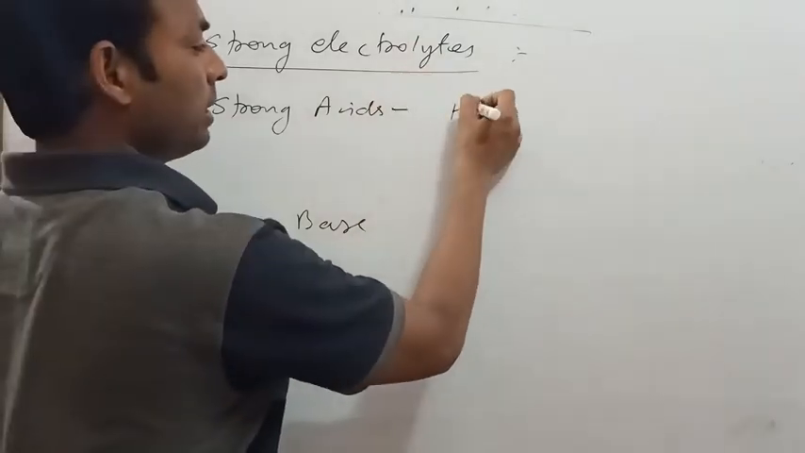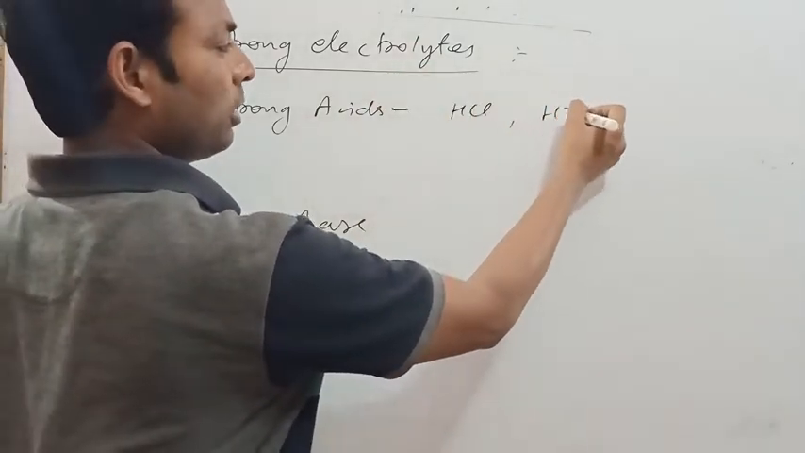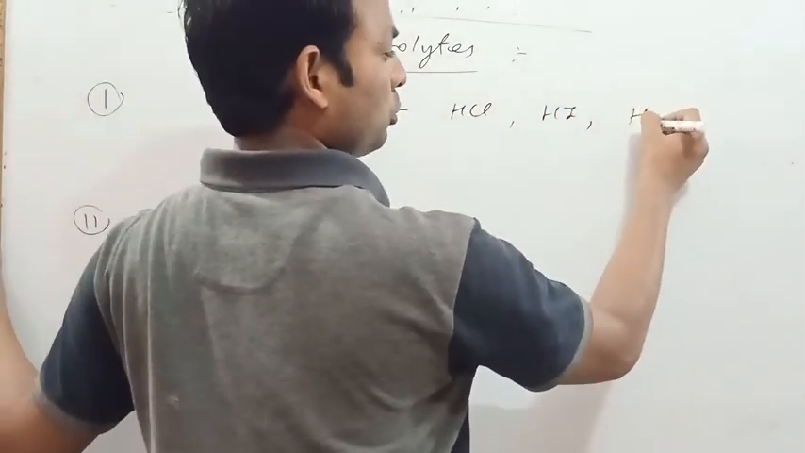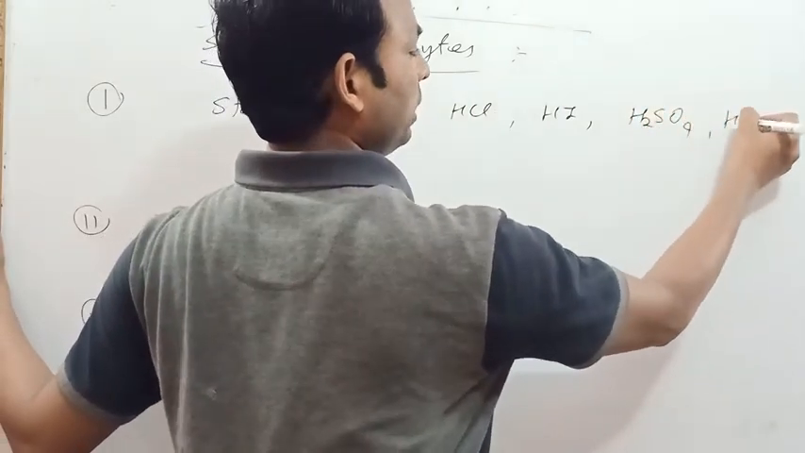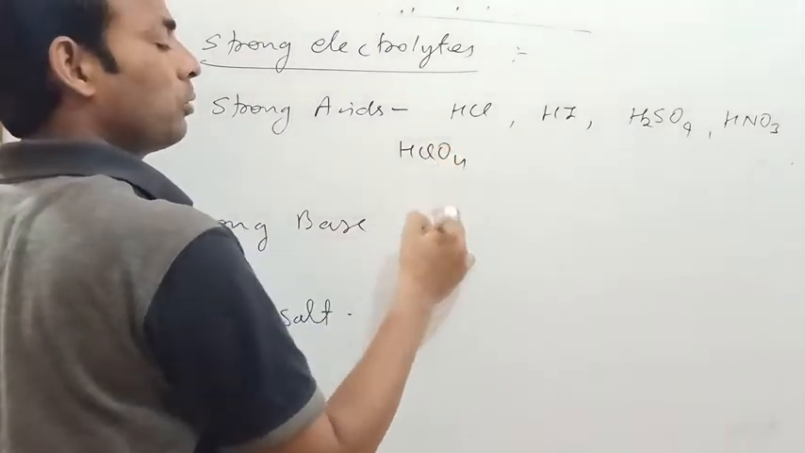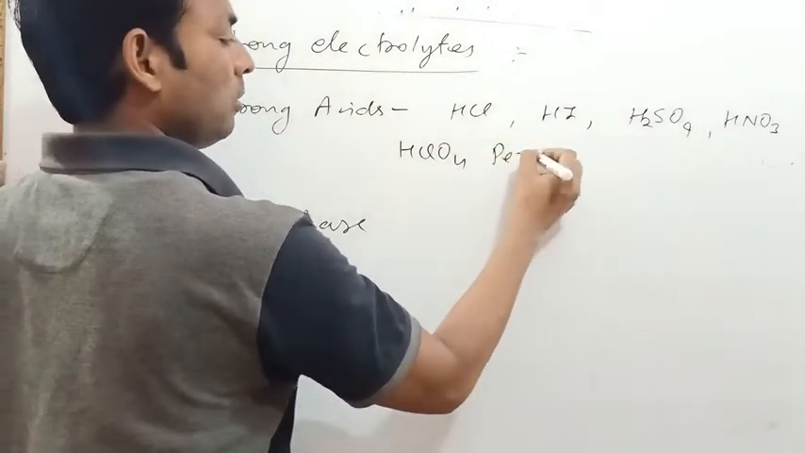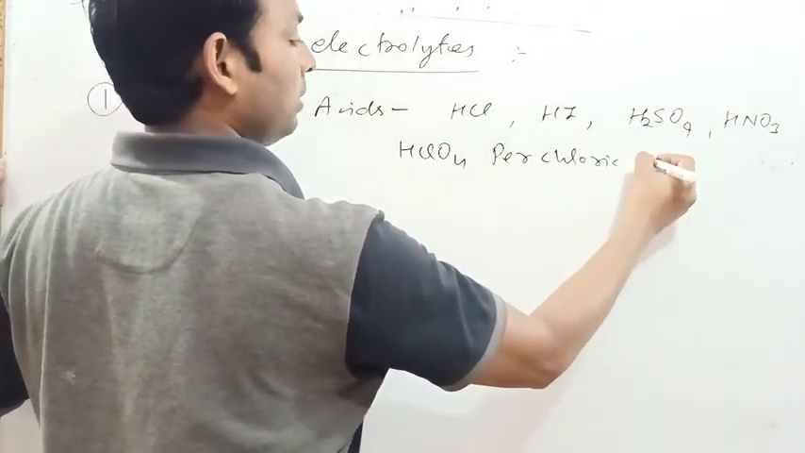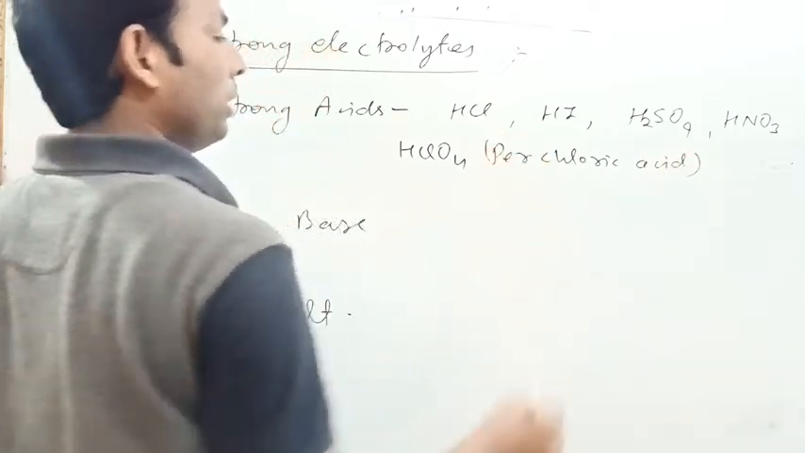Strong acids are like HCl, hydrochloric acid, HI, hydrogen iodide, H2SO4, HNO3, nitric acid, HClO4, perchloric acid. Its name is perchloric acid, etc.